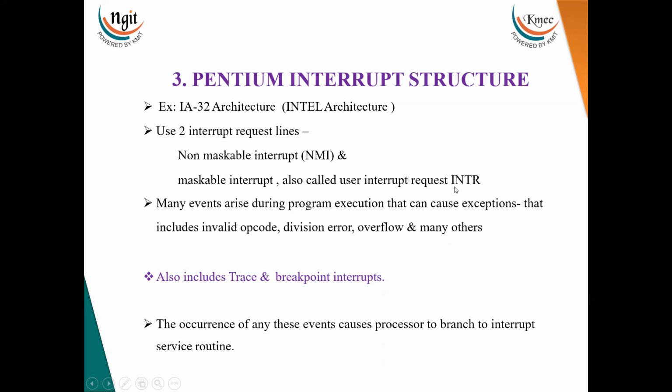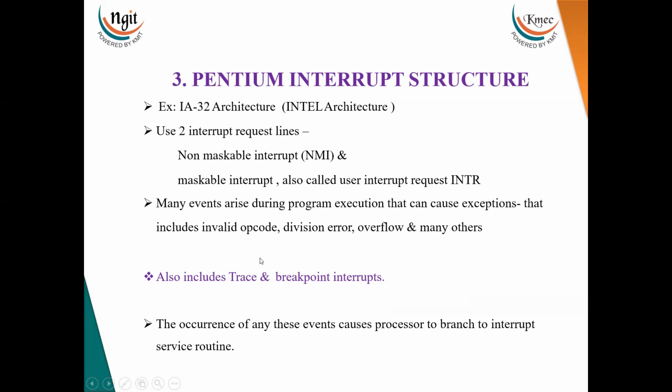Depending upon the priority, whenever the processor is executing the current program and an interrupt occurs, it will check the priority. If it is a lower priority, the processor can neglect this interrupt. Otherwise, if the priority is higher than the current executing program, it will accept that interrupt. These are the maskable interrupts; the processor can mask or neglect them. Apart from these external interrupts, other exceptions are also there: when the opcode is invalid, division errors like divide by zero, overflow, and many others like trace and breakpoint interrupts are also available.